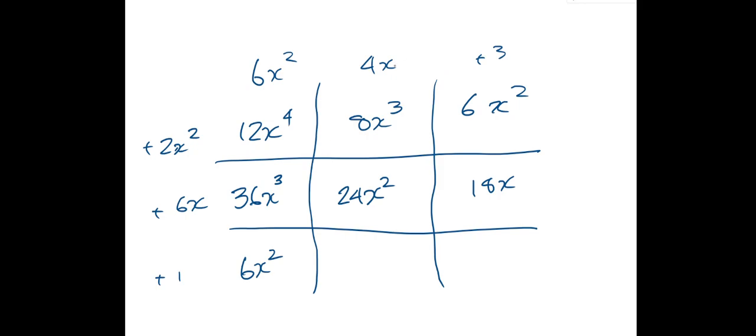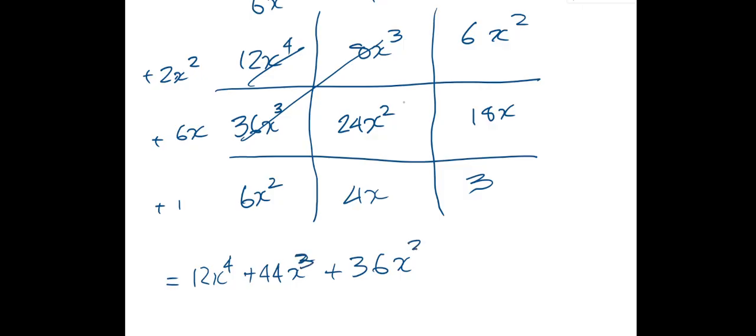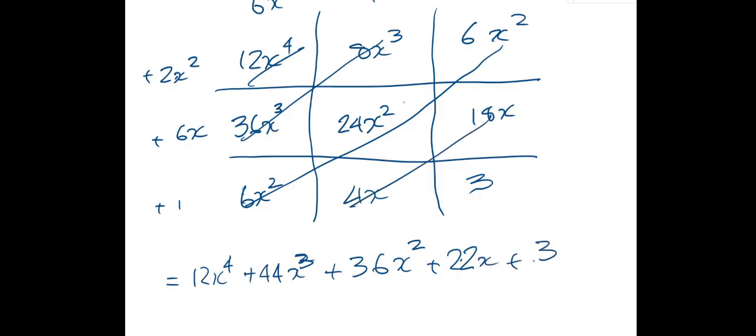6x times 1 is 6x squared. 4x times 1 is 4x. 3 times 1 is 3, and now we would collect up all those terms, starting with the highest power. 36 plus 8 is 44. 6 plus 24 plus 6 is 36. That should be cubed. 4 plus 18 is 22x, and then we have the 3.